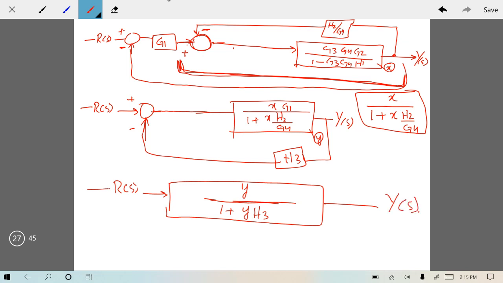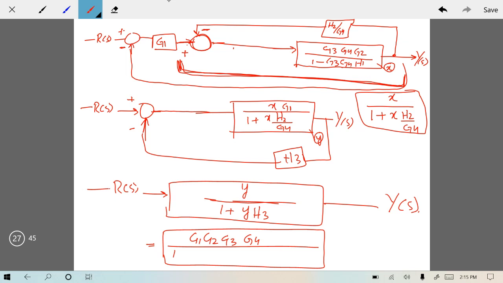Putting the value of Y and then further inserting the value of X, you will have this transfer function as, I can rewrite this block as G1 G2 G3 G4 divided by 1 minus G3 G4 H1 plus G2 G3 H2 plus G1 G2 G3 G4 H3, Y of s. Input is R of s.